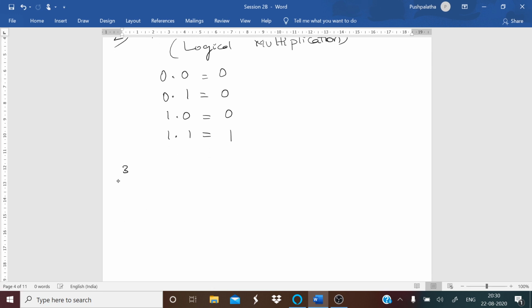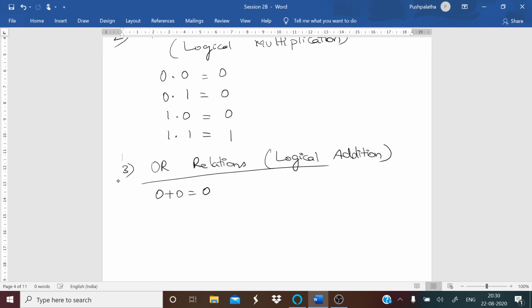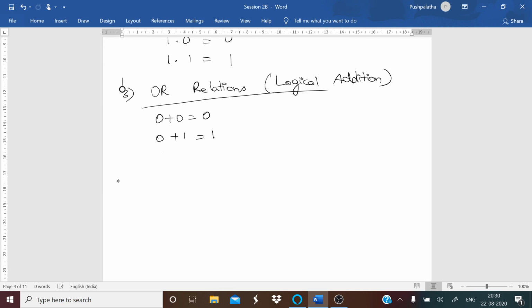And the next postulate is about the OR relations. This is known as your logical addition. Okay, so 0 plus 0 is 0. 0 plus 1 is 1. 1 plus 0 is 1. 1 plus 1 is 0.